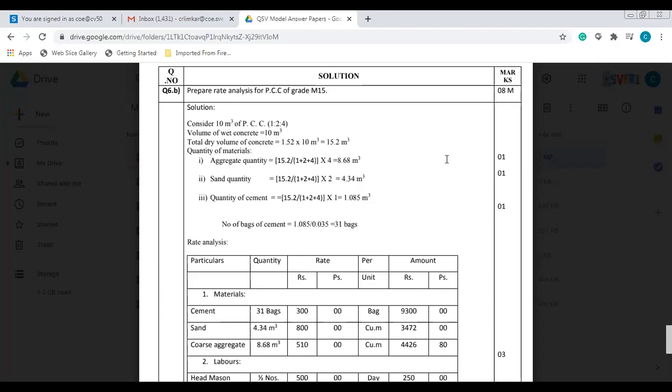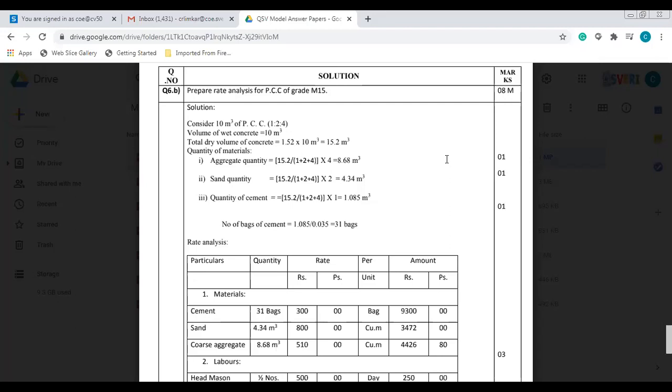See, this is the first problem that we are going to discuss. You can note down the problem also. Prepare the rate analysis for PCC of grade M15. Now everybody, please listen first, and then if you still have any doubt, you can ask me. Rate analysis means we are going to determine the cost which is required for making that particular activity. In this problem they have asked us to prepare the rate analysis for PCC work.